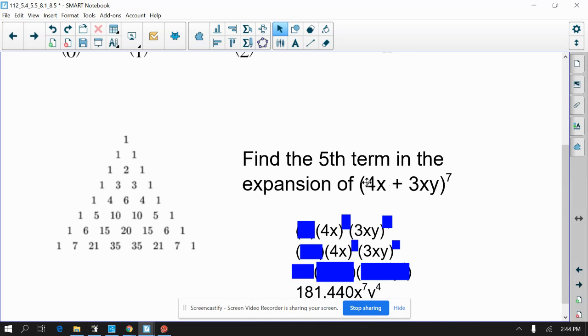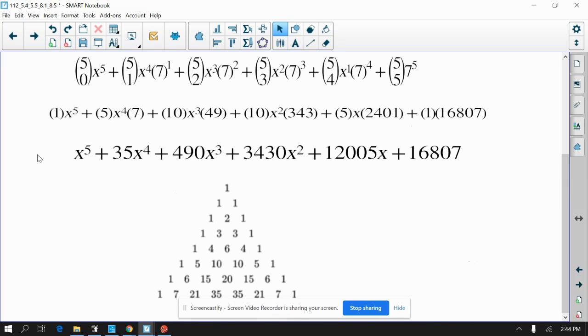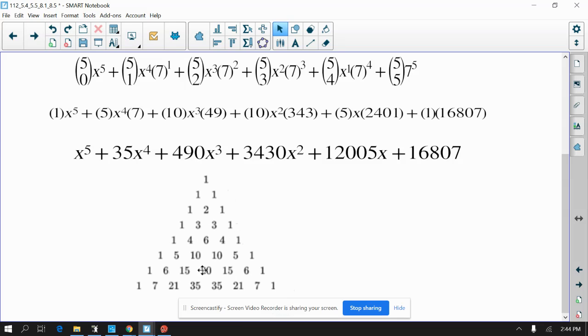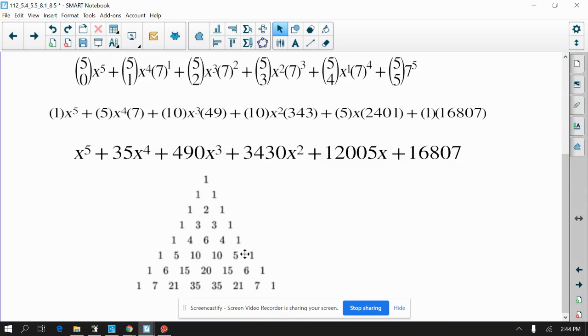So let's find the 5th term in the expansion of this. And there's a triangle here, and I want to go back before we do that because that's our last slide. The binomial coefficients are embedded in what's known over here as Pascal's triangle. So 5C0, 5C1, 5C2, 5C3, all these binomial coefficients correspond to 1, 5, 10, 10, 5, 1. And that's this row of Pascal's triangle.